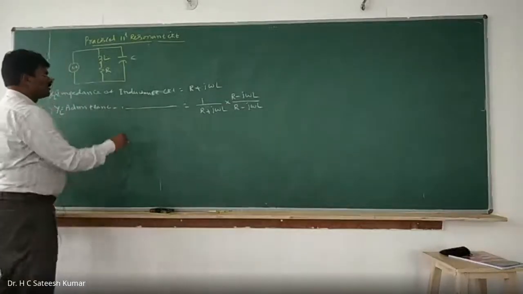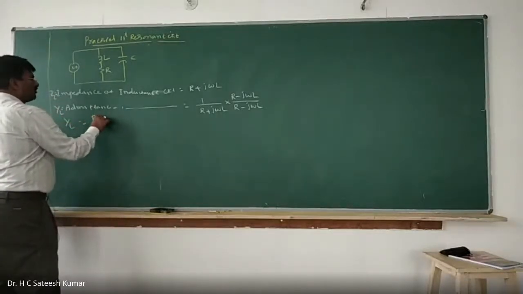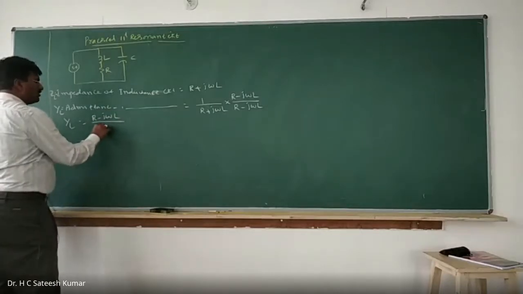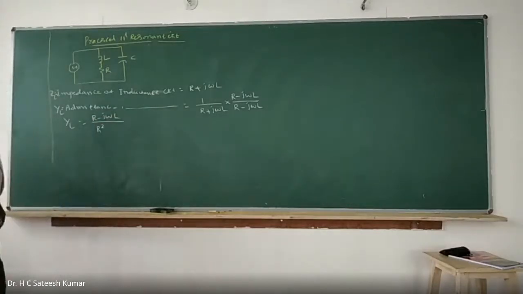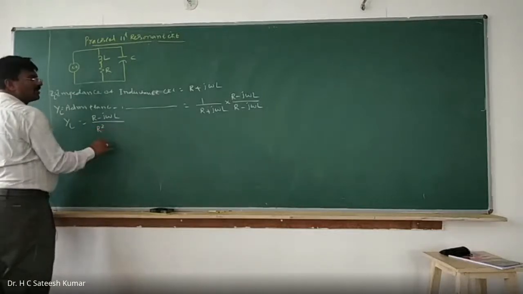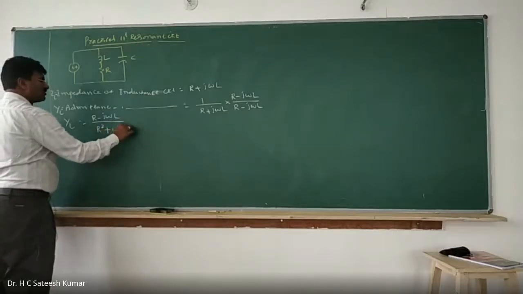Now this is nothing but YL equal to R minus j omega L divided by R squared minus j squared omega squared L squared, that is, R squared plus omega squared L squared.